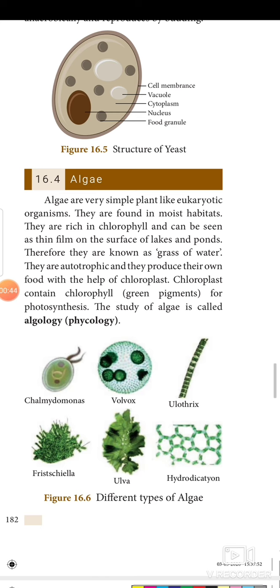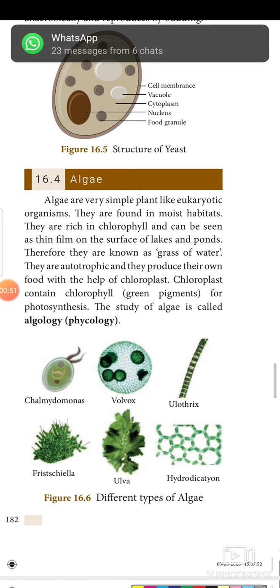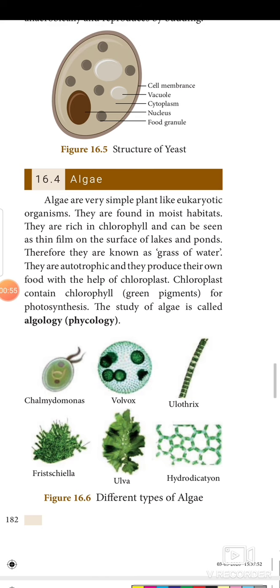They are autotrophic and they produce their own food with the help of chloroplast. Chloroplast contains chlorophyll for photosynthesis. The study of algae is called algology.